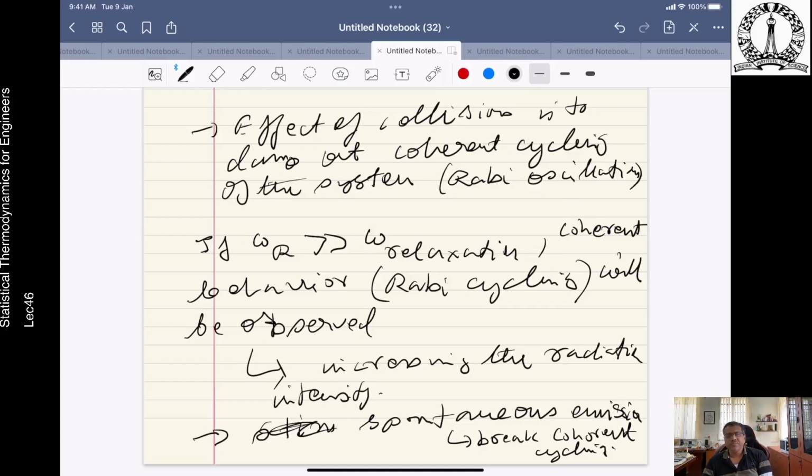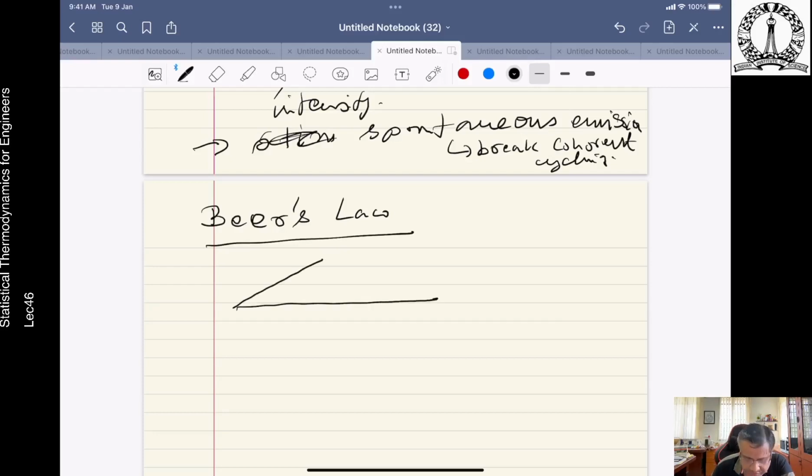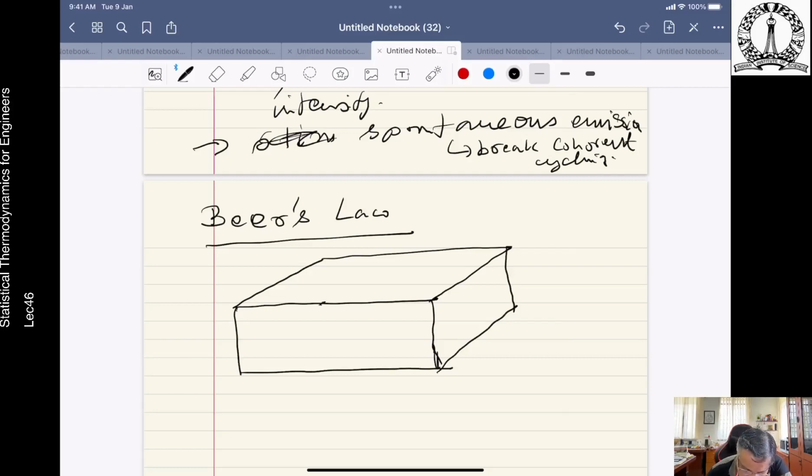So next we are going to do something which is very relevant to absorption spectroscopy. That will be called Beer's law. So let's take a look at Beer's law, which is what we are going to do next. Consider a system like this. We draw it first. So this is like a 1 meter by 1 meter cube.